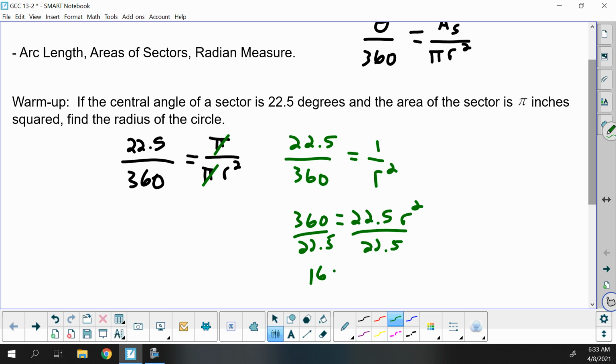And that would give us 16 equals r squared. We then take the square root of both sides, and our radius is just 4. If we look at our units, they are inches. So 4 inches would be our radius.